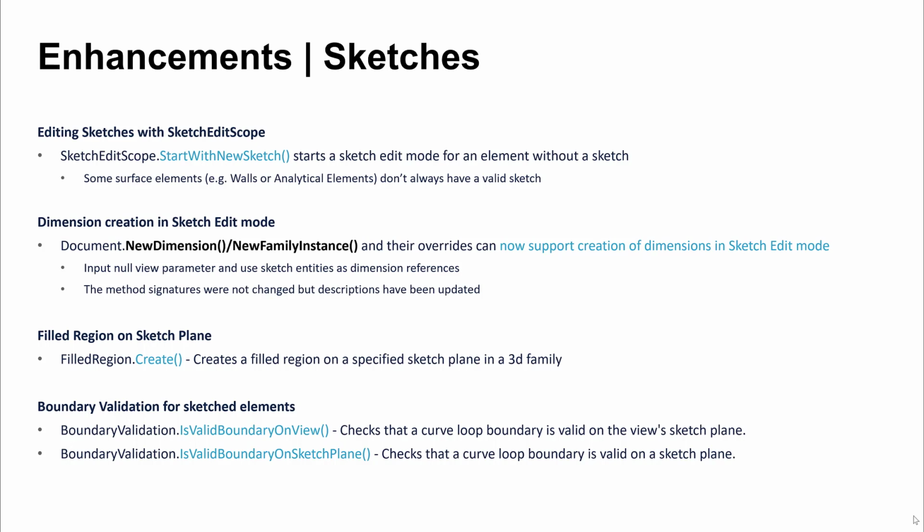We've also got filled regions on a sketch plane. So you can go ahead and create a filled regions on a specified sketch plane in a 3D family. And then last but not least, we've got boundary validation for sketch elements. So you can determine whether a specific boundary is valid in a view, or if it is valid on a specific sketch plane.